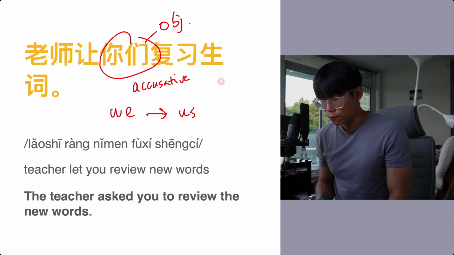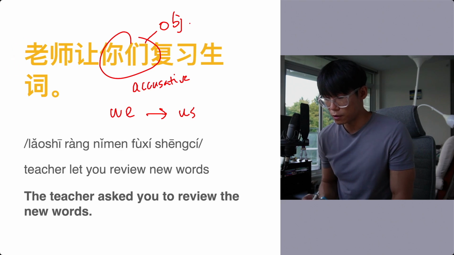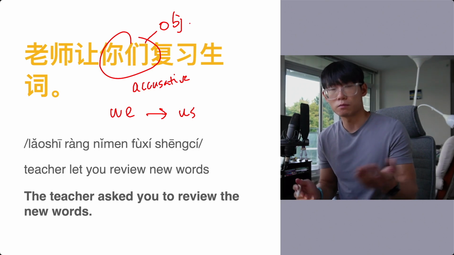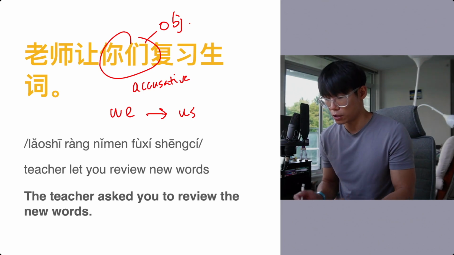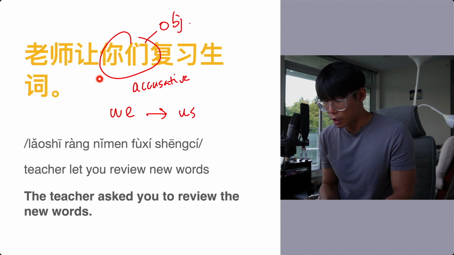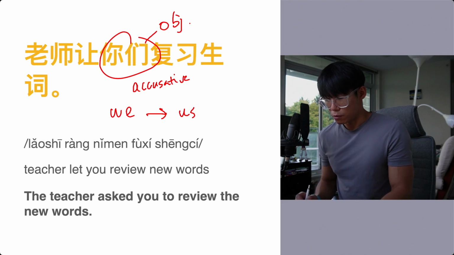老师让你们复习生词. This 你们 over here is the object of the sentence. So as you can see, 你们 can be either the subject of the sentence or the object of the sentence. Chinese, as you might have figured out by now, does not really inflect, so we do not distinguish we and us. 你们 can be either the subject or the object, it doesn't matter. 老师让你们复习生词. The teacher asks you to review the new words.